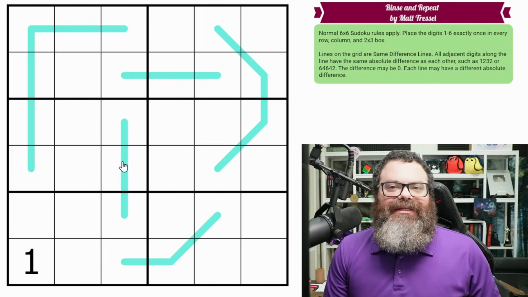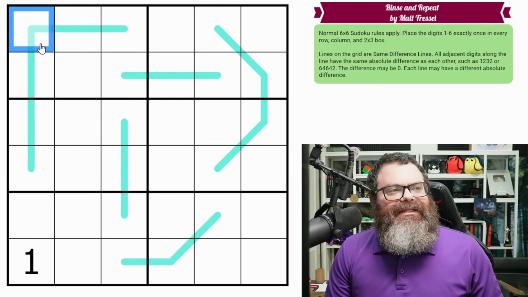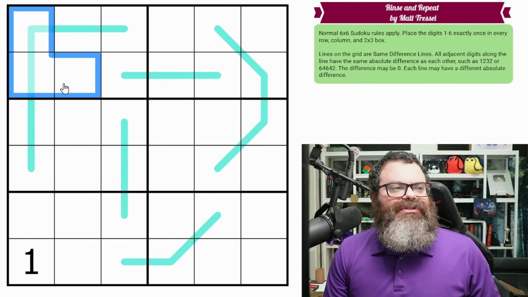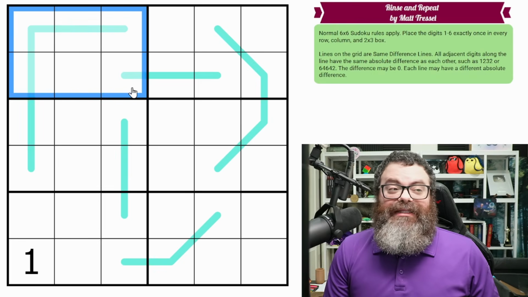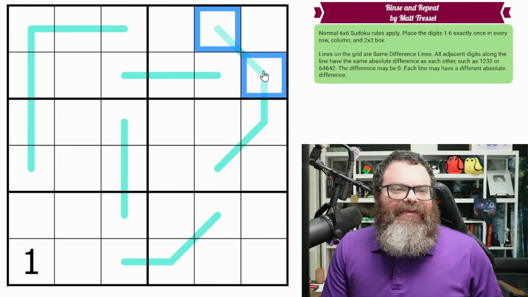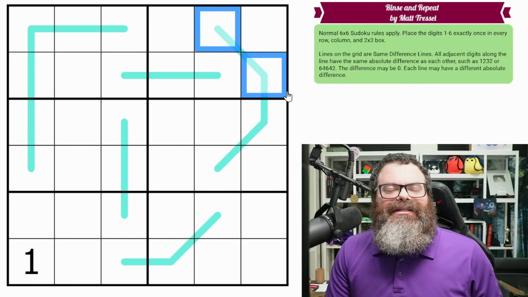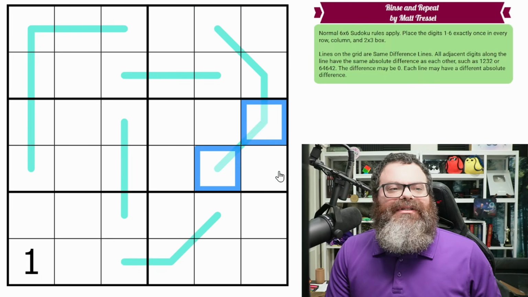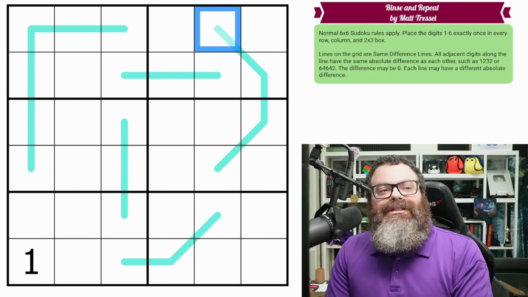We have normal 6x6 Sudoku rules. That means in each row, each column, and each 2x3 box, we are placing the digits 1 to 6 exactly once each. We also have these same difference lines. Adjacent digits on the line always have the same difference. And so, well, we have to discover what that difference is.